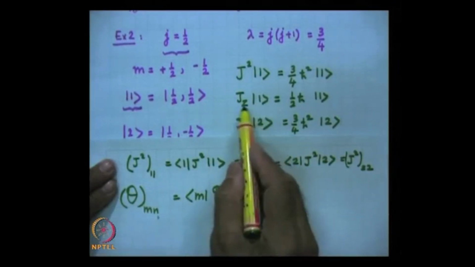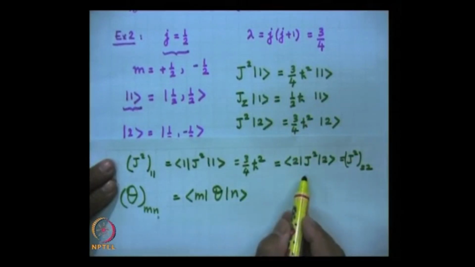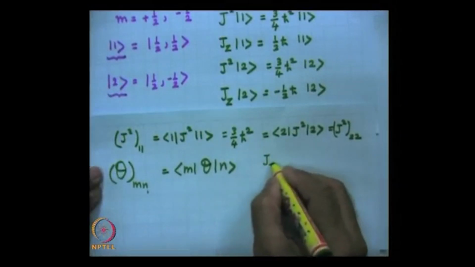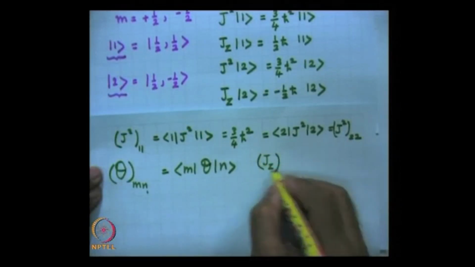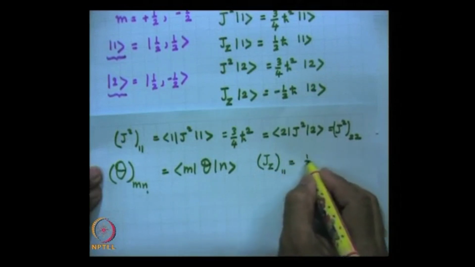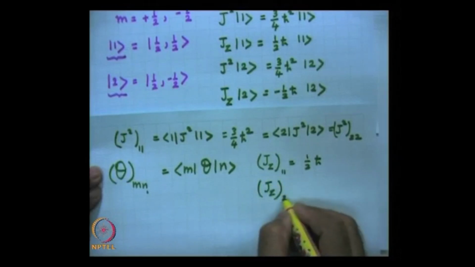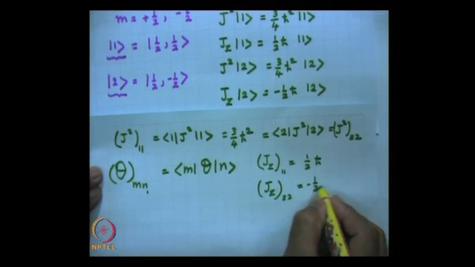Similarly, J z ket 1 is proportional to ket 1. So, you have J z 1 1 will be equal to half h cross, and J z 2 2 is equal to minus half h cross.